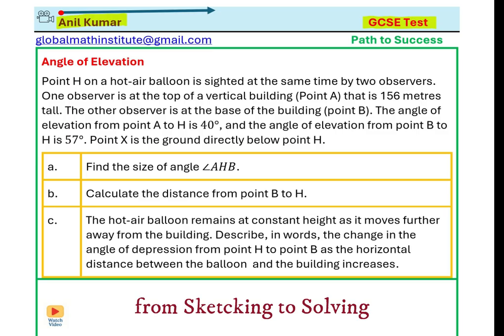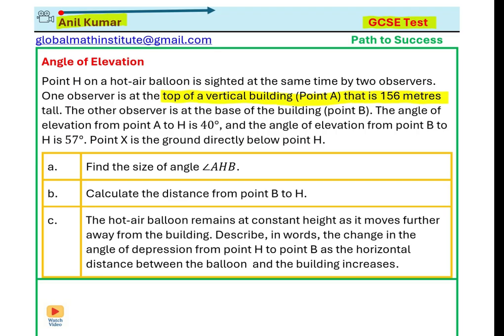So you see, when you read such a long problem, the focus is lost as to what we are trying to figure out. So it's important to highlight what you're reading and the important things, right? We're talking about point H on a hot air balloon sighted at the same time by two observers. One observer is at the top of the vertical building, which is 156 meters tall.